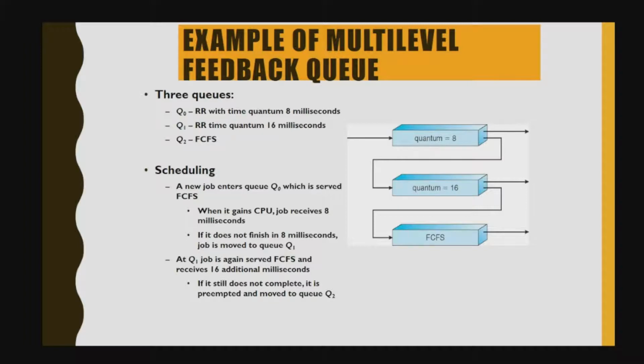At Q1, the job is again served FCFS and receives 16 additional milliseconds. If it still does not complete, it is preempted and moved to queue number 2. So queue 0 with 8; if not finished, it goes to the next queue, and if it still does not complete, it will be preempted and moved to queue number 2. So Q0, Q1, and Q2.